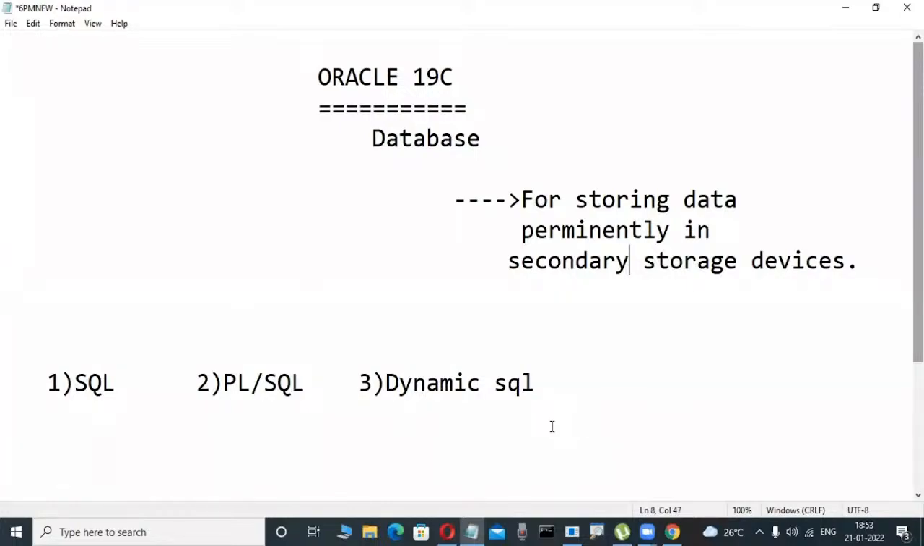ETL developers always need subqueries, joins, materialized views, indexes, partitions, some concepts are required. OLAP features, rank, dense rank, this type of analytical functions, lag and lead, some analytical functions only, some knowledge is required. And PL/SQL stored procedures.